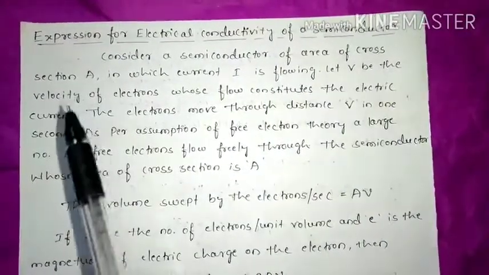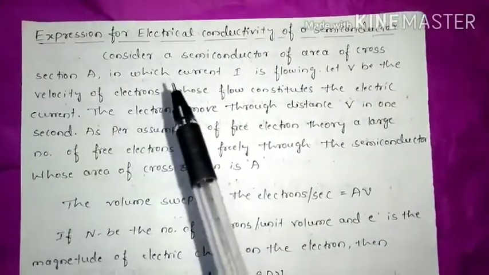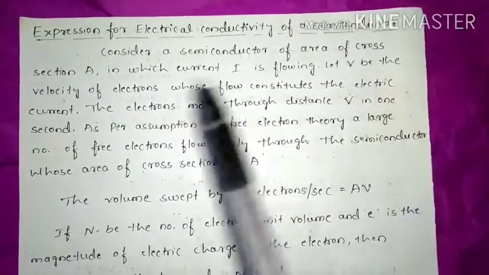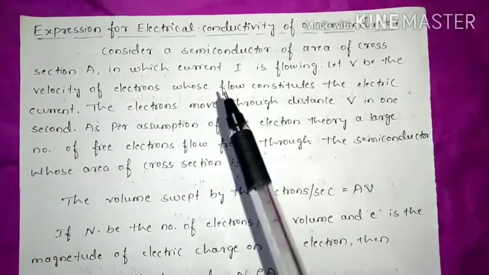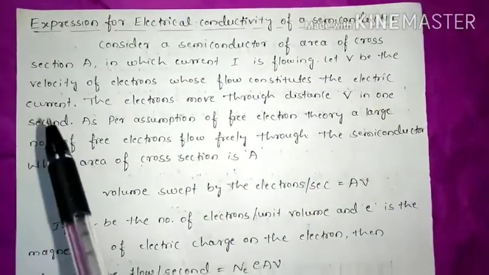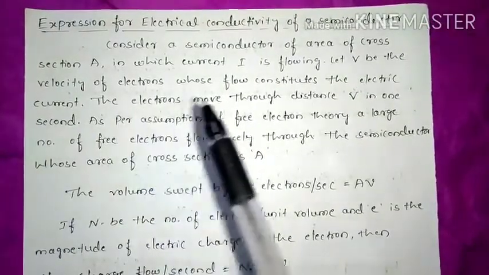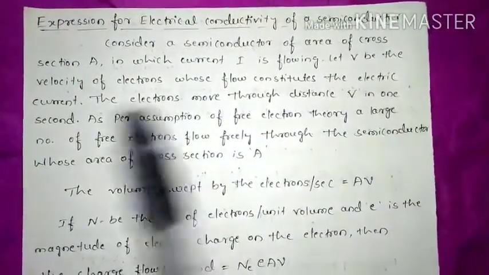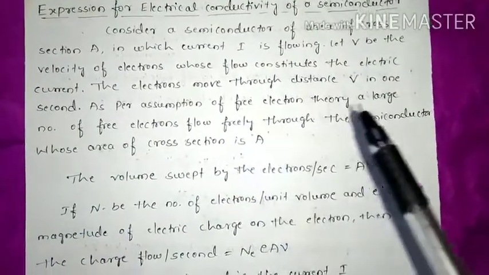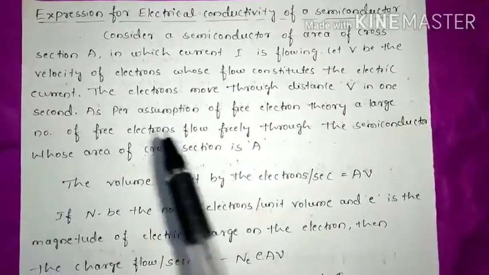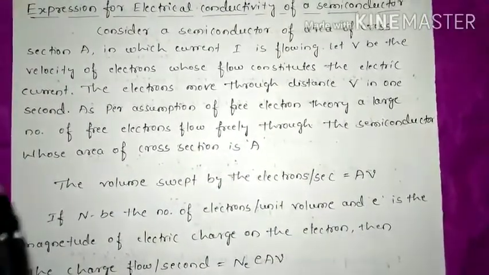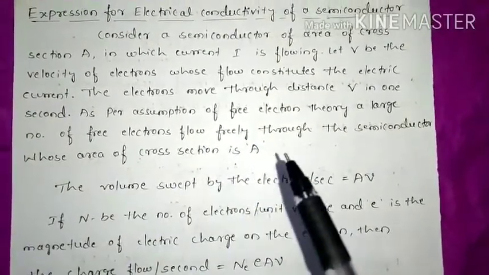Let v be the velocity of the electrons. When I say current I is flowing, there will be a rate of flow of electrons. So v is the velocity of those electrons whose flow constitutes the electric current. The electrons move through a distance v in 1 second. As per the assumption of free electron theory, a large number of free electrons flow freely through the semiconductor whose area of cross section is A.